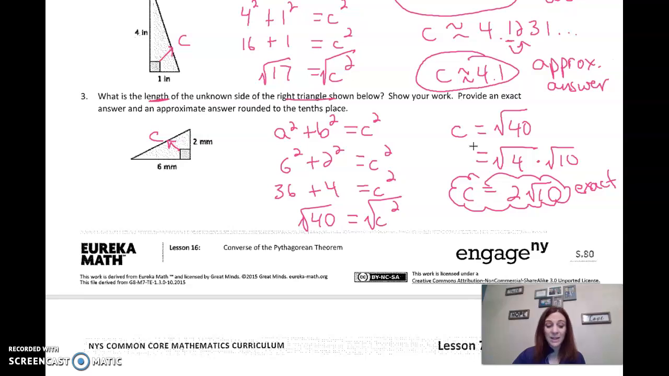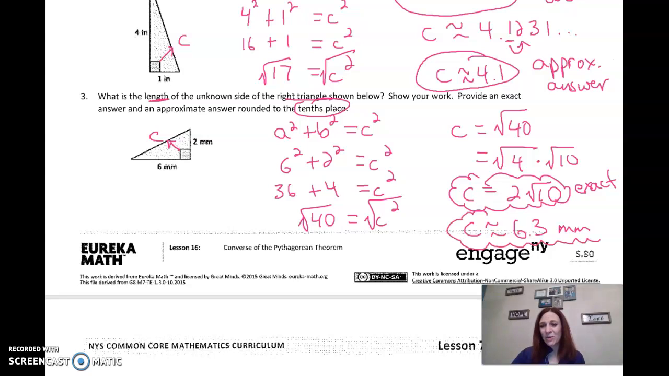Now, our approximate answer, we just type into a calculator and again round to the nearest tenths place. So our approximate answer, whether you type in the square root of 40 or 2 times the square root of 10, is approximately equal to, I think it ends up being 6.3. Oh, I'm sorry, these are millimeters.